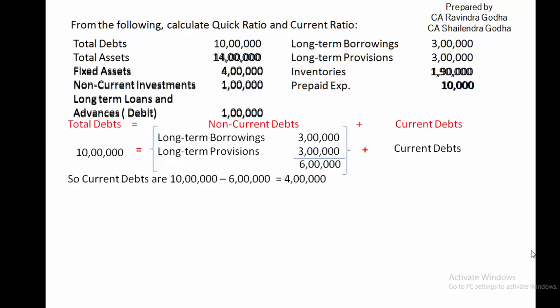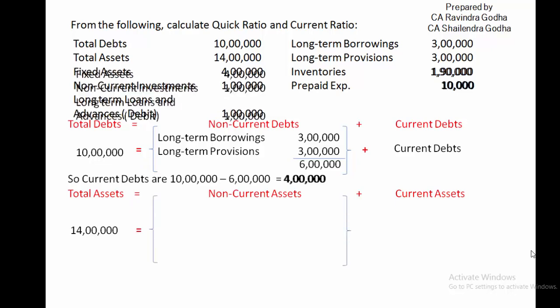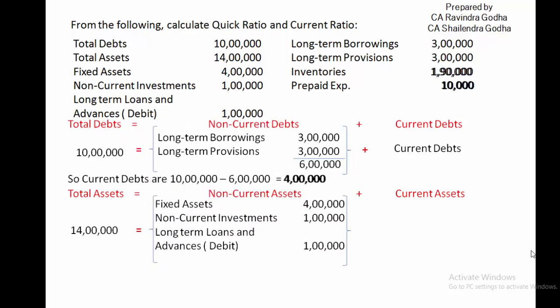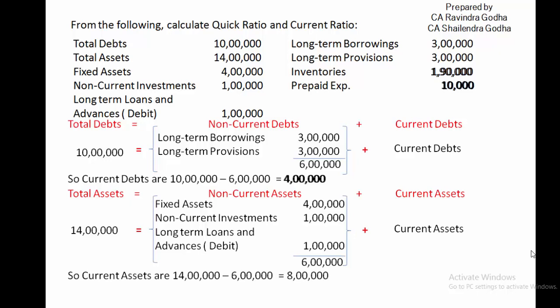Next item given in the question is total assets, and total assets is equal to non-current assets plus current assets. Total assets given are 14 lakh, and the components of non-current assets are given in the question: fixed assets, non-current investment and long-term loans and advances debit balance, total 6 lakh rupees. So non-current assets plus current assets is equal to 14 lakh. So current assets are 14 lakh minus 6 lakh, which is 8 lakhs.